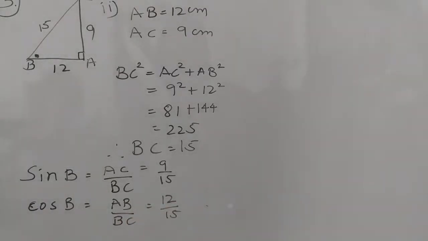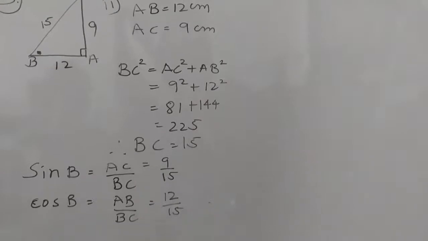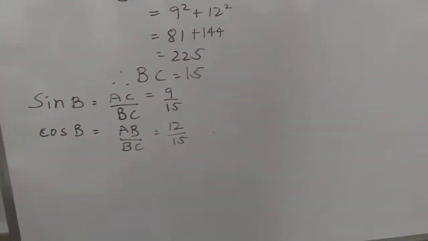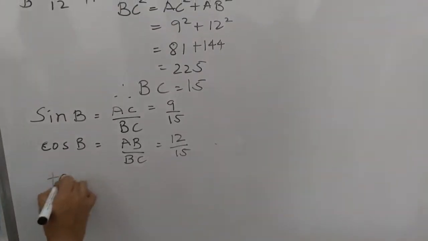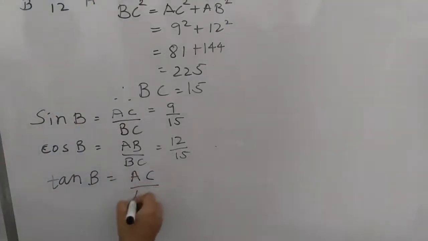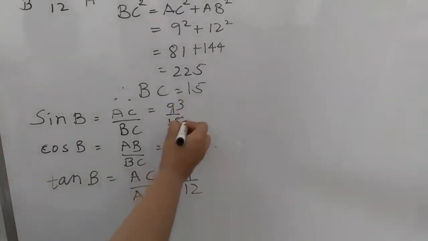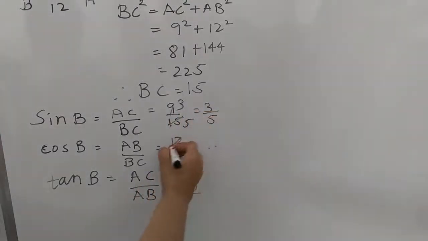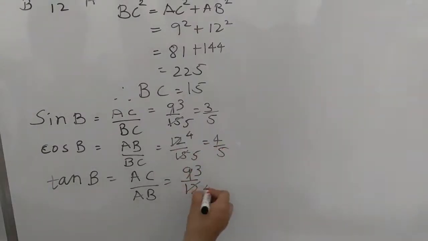This way we get it. Now the third ratio is tan B. So I write tan B. TOA means opposite upon adjacent. So tan B is equal to, opposite to B is AC and adjacent to it is AB. So 9 by 12. You can reduce it further by cancellation: 4 threes are 12, 5 threes are 15, so 4 by 5, and this is 3 and 4, so 3 by 4. This way we get all the three ratios of angle B.